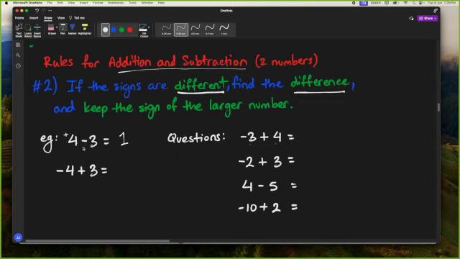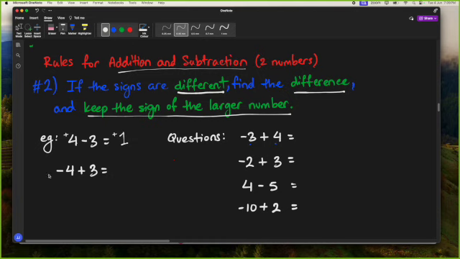But then, which sign do I keep, though? Do I keep the negative sign or do I keep the positive sign? Well, you keep the sign of the larger number. So in this case, 4 is the larger number, so I will keep the sign of the 4. I should say the larger digit, really, but I'll keep the sign of the 4, so it's a positive.